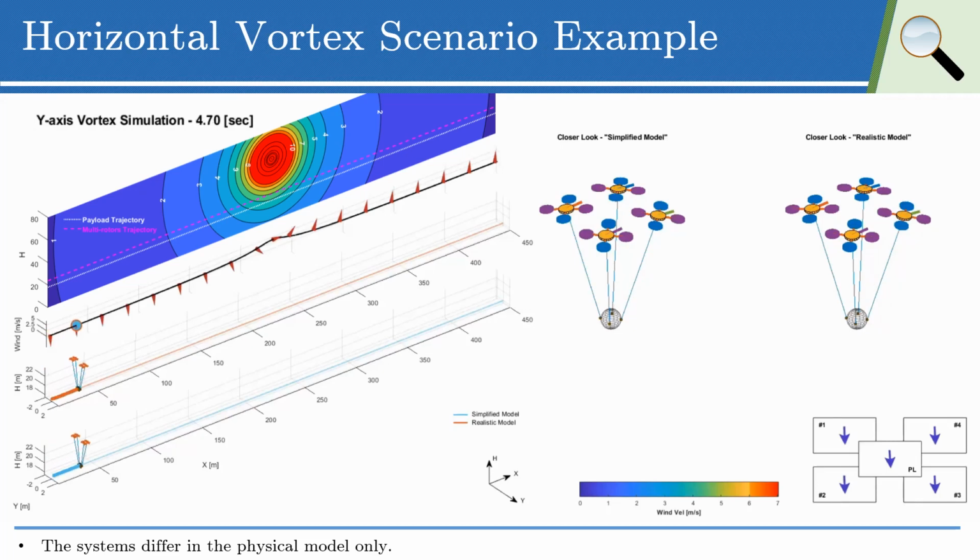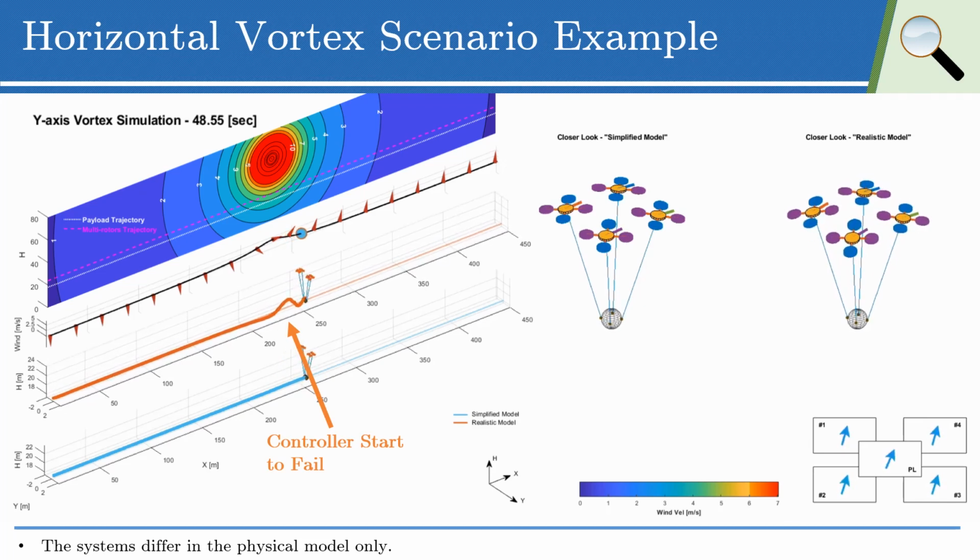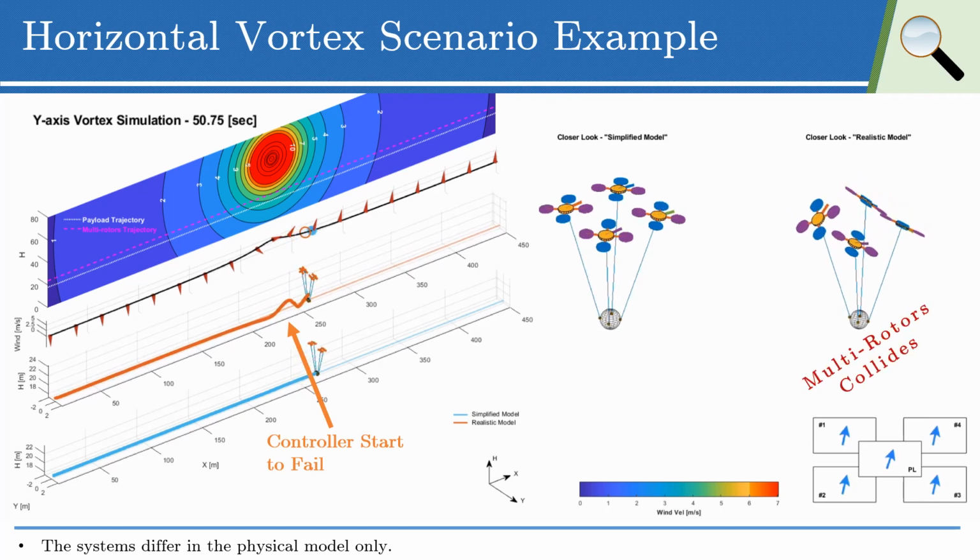Moving fast forward till the system is near the vortex axis, also known as the eye. When the wind system passes the vortex axis, the wind direction changes rapidly, triggering the system response. The realistic model then slowly loses attitude stability till it reaches control saturation, and then destabilizes completely, ending with a collision between the multi-rotors. On the other hand, the simplified model's response to the vortex gradient is insignificant, and you can barely see it.